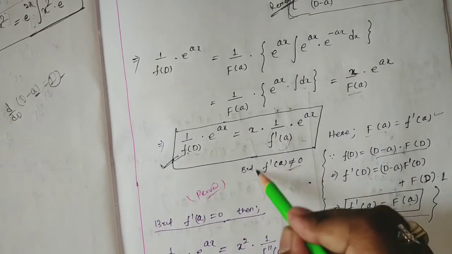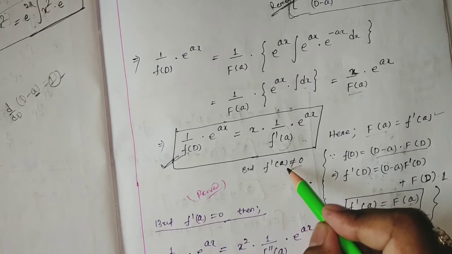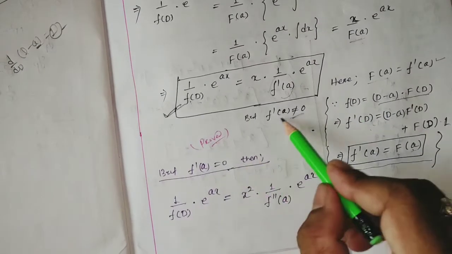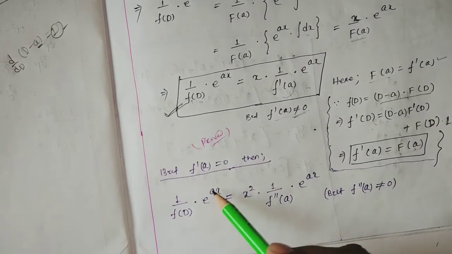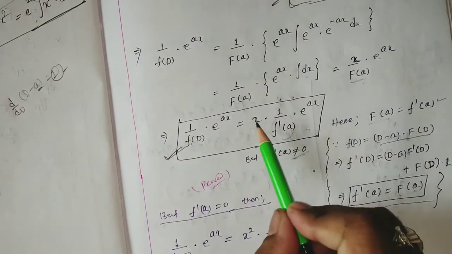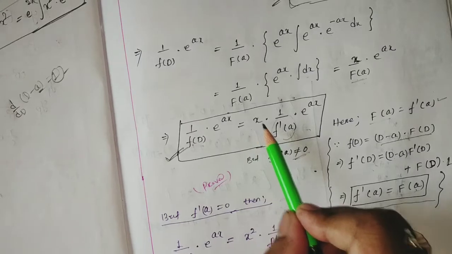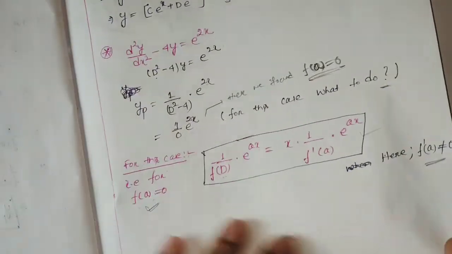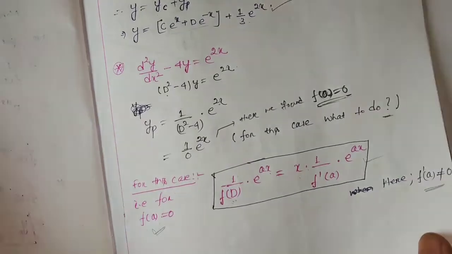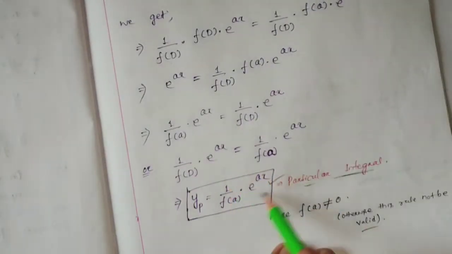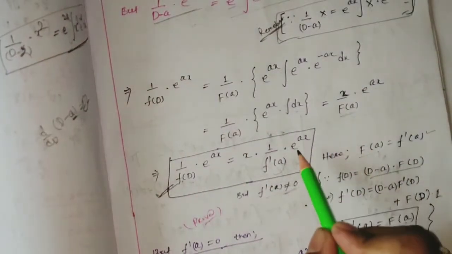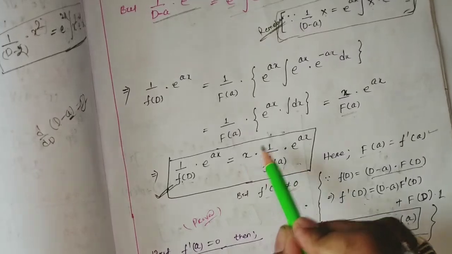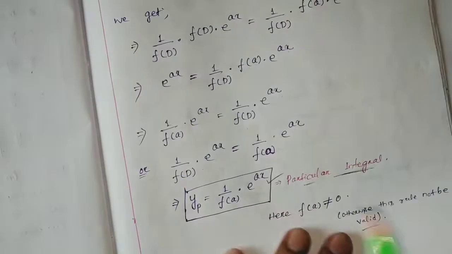Again, if f dash a is equal to 0, then what we have to do? Then 1 by f of d e to the power ax, the same method we are going to use, and we are going to get another x multiplied. Here you can see the difference between this and this. Here e to the power ax is there, e to the power ax is there, only one x is multiplied extra, divided by differentiation of the denominator, this one, right?